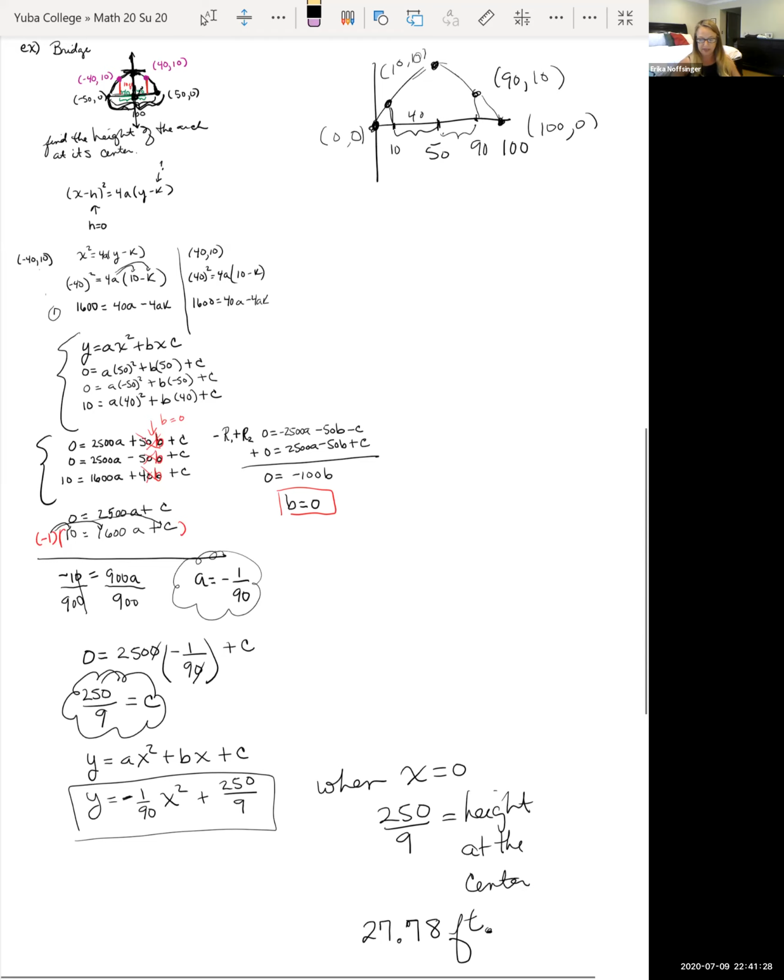I would have had to look at the height when x was 50. I would have had to go back in here, plug in 50 for x, and that would have given me that 27.78. So to me, it was just easier to center it where the axis of symmetry was the y-axis instead.